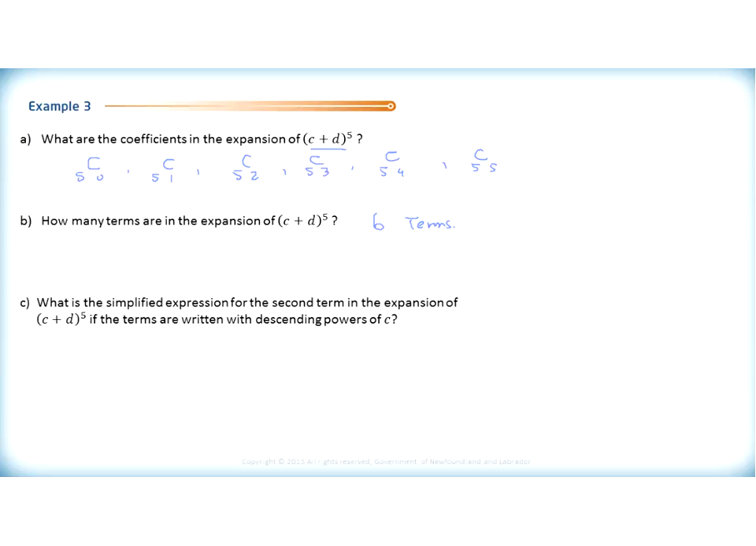What is the simplified expression for the second term in the expansion, if the terms are written as descending powers of c? Think about this now. The second term is C(5,1). If I use what I just explained to you a minute ago, C(5,1) times c to the power of 5 subtract 1 times d to the power of 1. Notice my powers again. I subtracted these two numbers, and the second power is that number. C(5,1) is 5. c to the power of 4, d to the power of 1. There's the second term in that expansion.